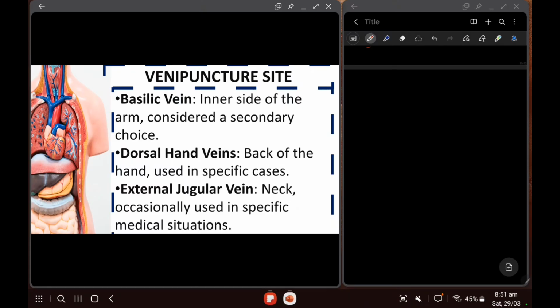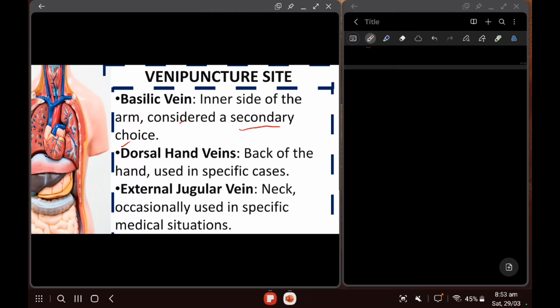Then next, we have the basilic vein. This is the inner side of the arm, considered a secondary choice. Situated along the inner side of the arm, the basilic vein is another option for venipuncture. So, ayun, etong basilic vein natin, it may be chosen when other veins are difficult to access. Though it is often considered the secondary choice due to proximity sa nerves niya.